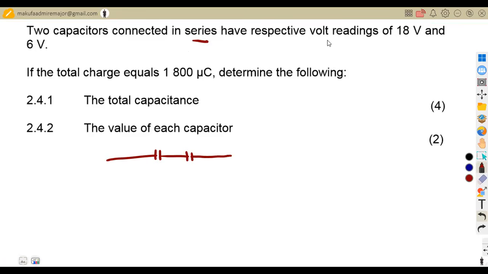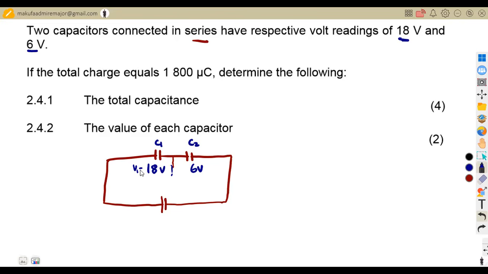After this, we are given respective readings. So we are given the readings of the capacitors, in this case the voltages across the capacitors. So definitely they are going to be connected to a DC supply, like this. Then we have the voltages across the first capacitor and the second capacitor, 18 volts and 6 volts. So here there's a voltage of 18 volts, and here there's a voltage of 6 volts. These are the voltages across, that is, we are talking about V1 and V2. All right, according to this.